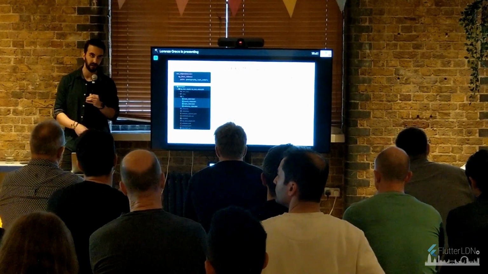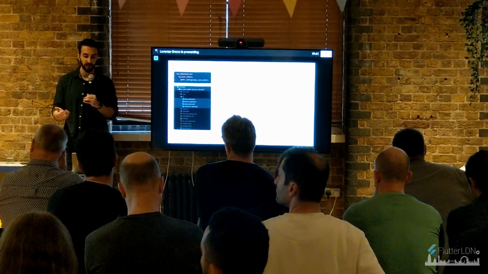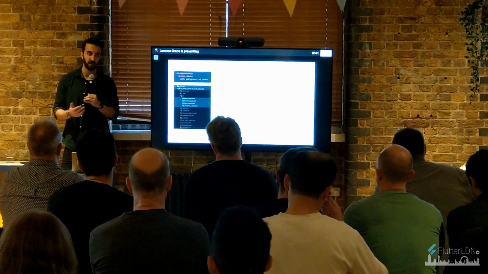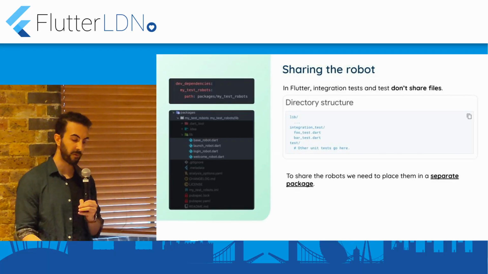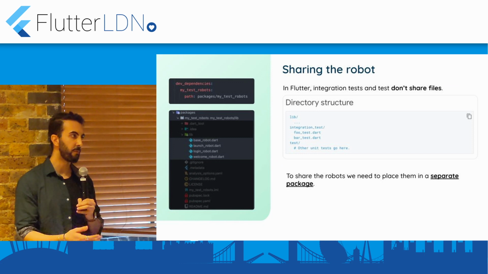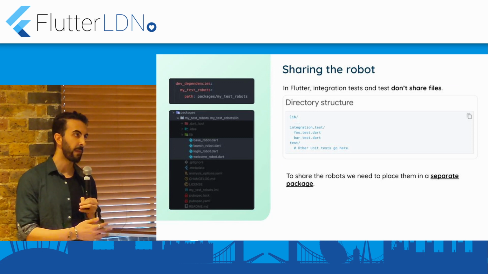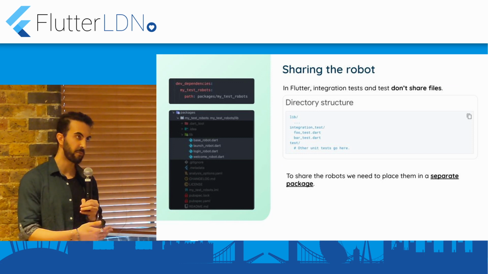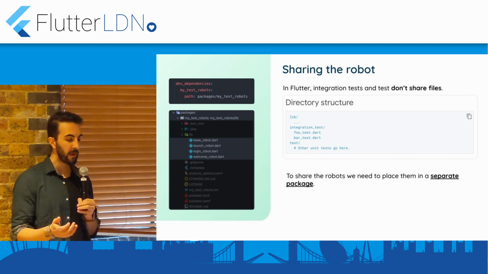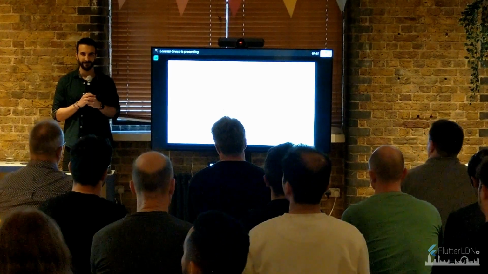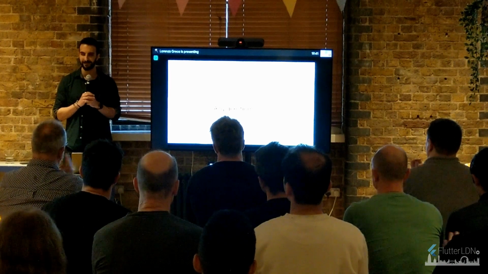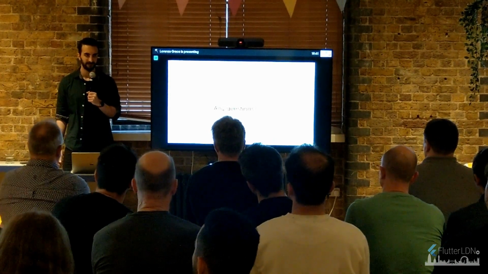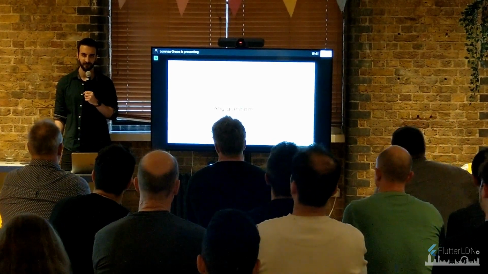A workaround to that, if we really want to reuse the robots between the two types of tests, would be to create a separate package where we put all our robots. This is just a local package that we can add in our pubspec, and once we have all our robots there, we can easily reuse them to write both integration and widget tests.